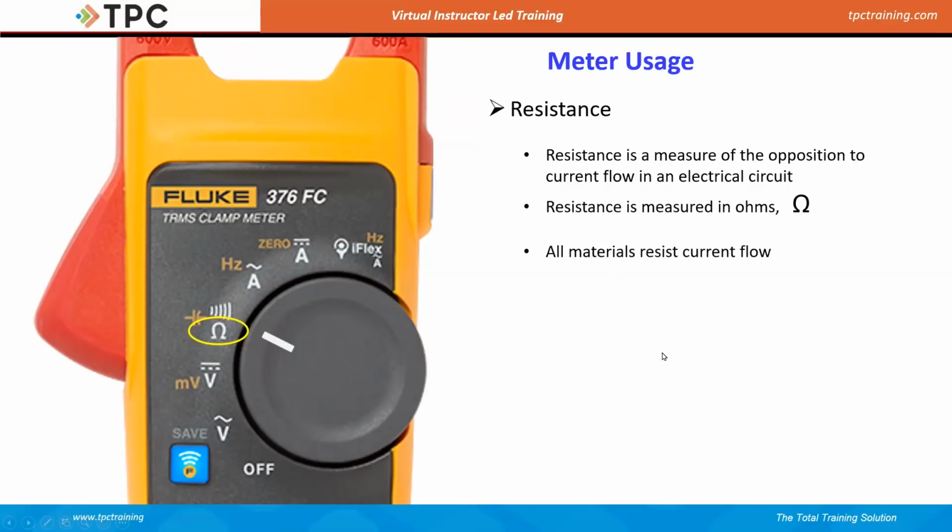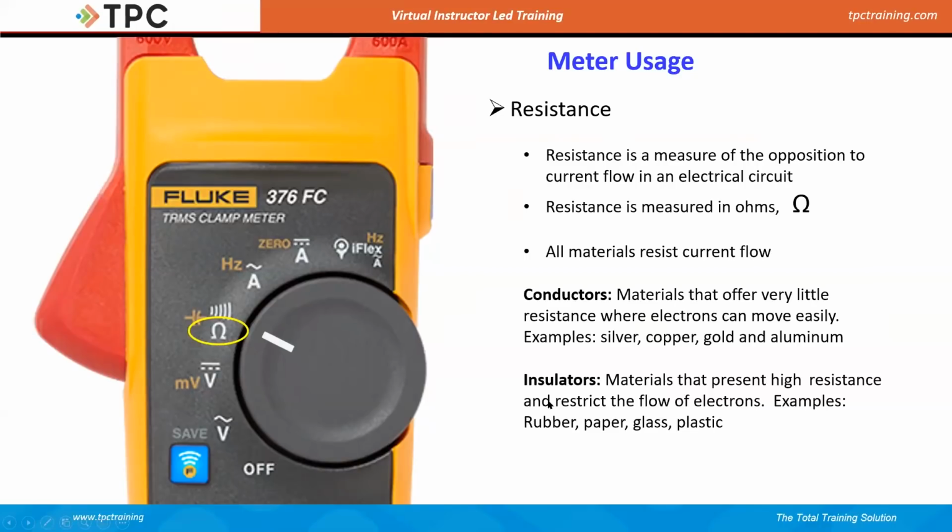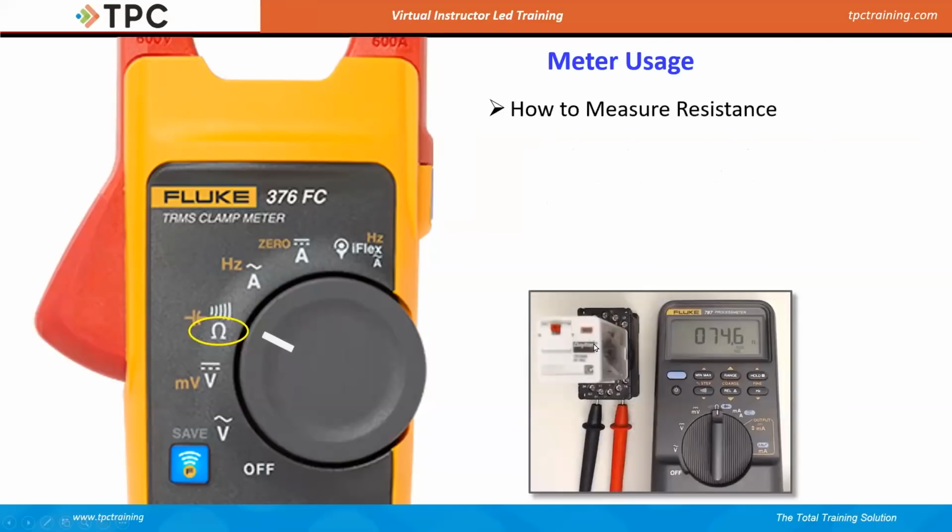All materials do resist current flow. It's just that copper and aluminum don't resist it very much. We call those conductors: silver, copper, gold, aluminum. And something that has a lot of resistance, we say is an insulator. For example, rubber, paper, glass, plastic are all good insulators, right? So if we're going to measure resistance, we do it the same way as continuity. We're just expecting different numbers, is all. We expect a certain amount of resistance.